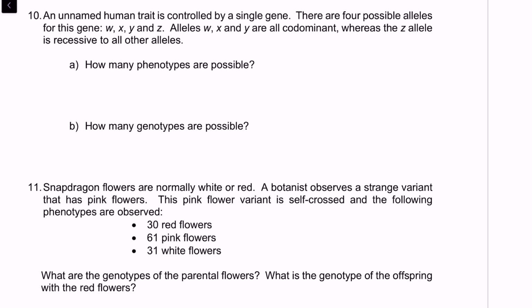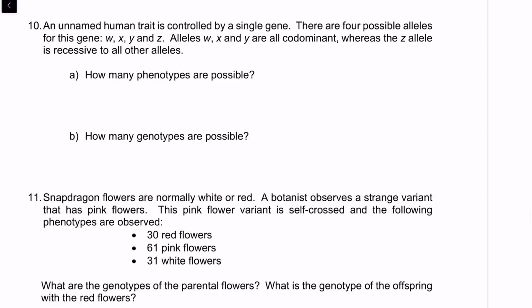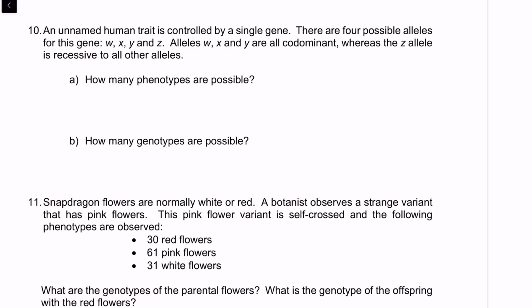Moving on. An unnamed human trait is controlled by a single gene. There are 4 possible alleles for this gene: W, X, Y, and Z. Alleles W, X, and Y are all codominant, whereas the Z allele is recessive to all the other alleles. So how many phenotypes are possible?